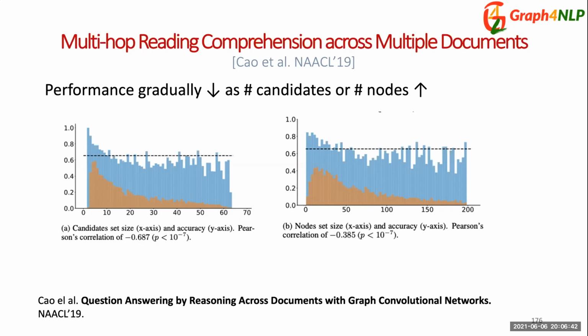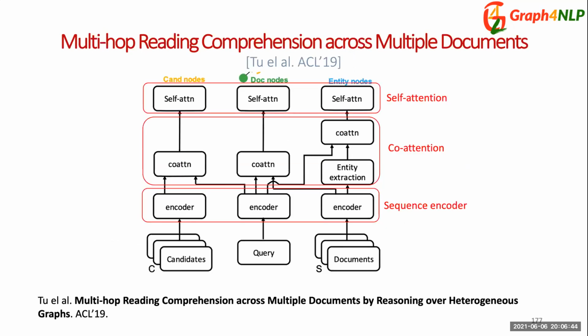Another work, a follow-up to this by another team, captures what we just discussed: in the entity graph, it only takes entity-level information into consideration. It has different types of edges, but only one kind of node. So the follow-up work at NAACL 2021 introduced two additional kinds of nodes, candidate nodes as well as document nodes.